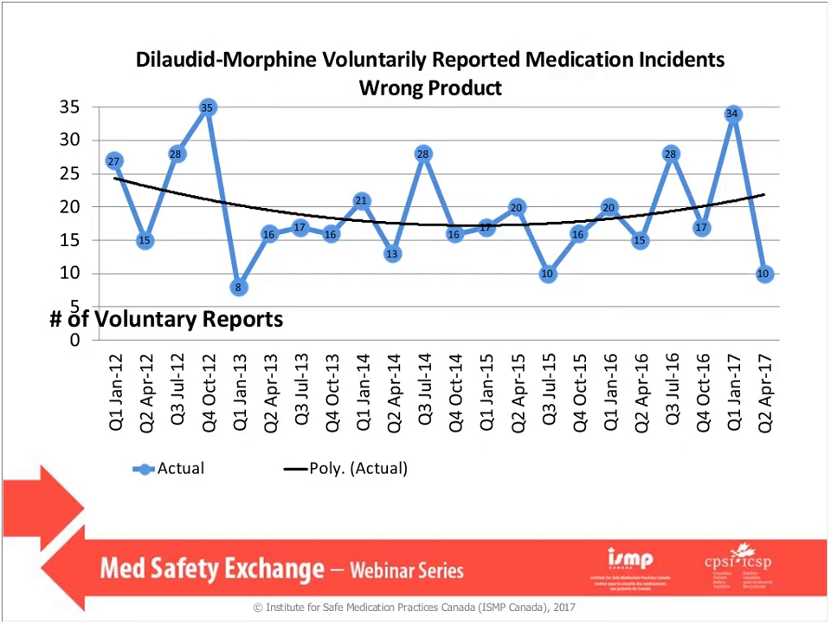Themes in our voluntarily reported data have indicated an overall total reduction in reports involving Dilaudid and morphine, as well as wrong formulation incidents. We seem to have had long-term gains with morphine and Dilaudid mix-ups, but recently we've noticed an upswing, as demonstrated in this slide. We've had no reported critical incidents involving hydromorphone since implementation.